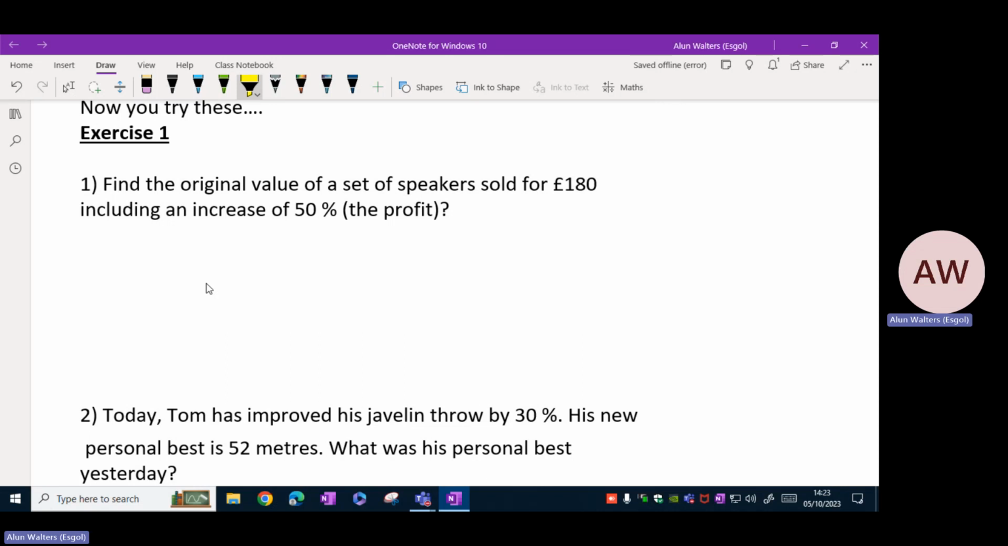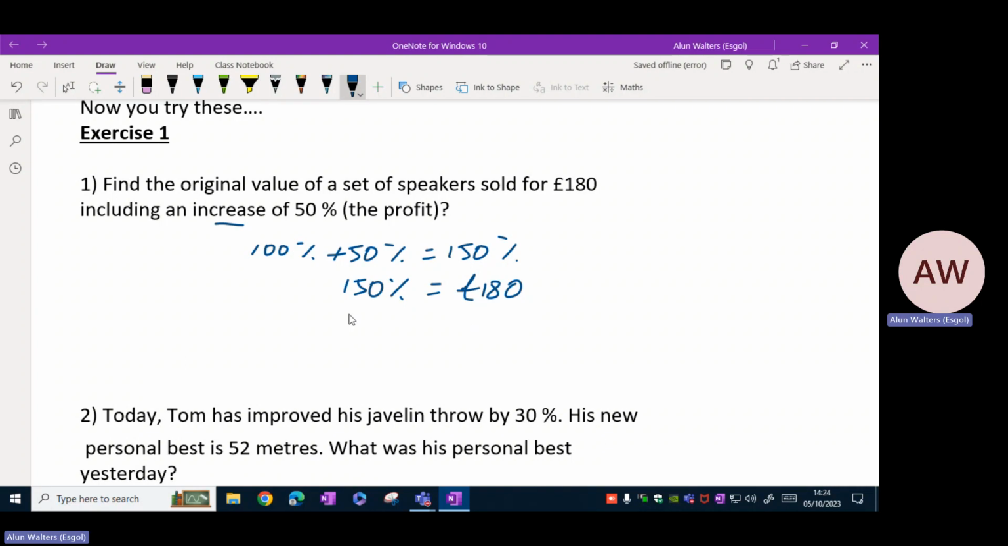Okay, so you should have paused the screen and you should have tried the 2 questions. So I'm going to carry on with this now. So this is how you do the first one. Keyword there, the price of the speakers have increased. So what I'm going to start with is the 100% plus 50% is 150%. So I am making the statement that 150% of the original value is £180. Okay, so I've increased from some figure up to £180.